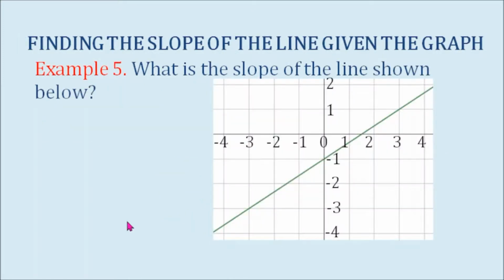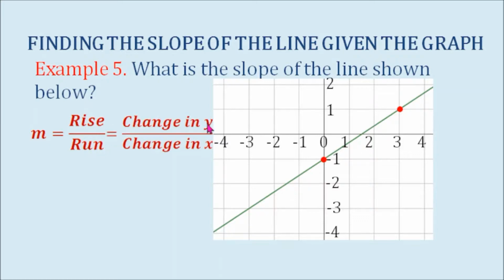Now, let's find the slope of the line given the graph. Example number 5. What is the slope of the line shown below? To find the slope of the line given the graph, we are going to identify 2 points that are on the line. For example, this point and this point. Slope is known as the rise over run or change in y over change in x.